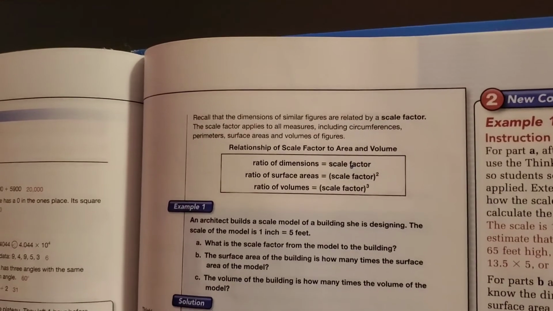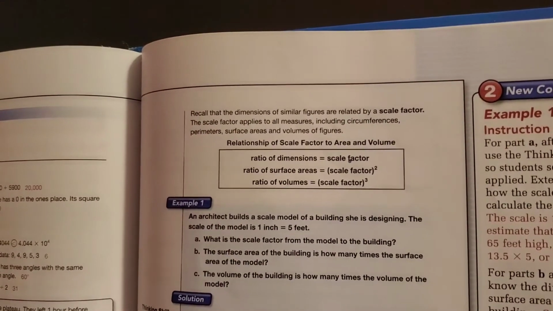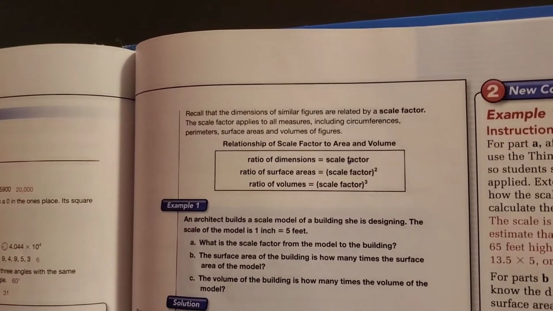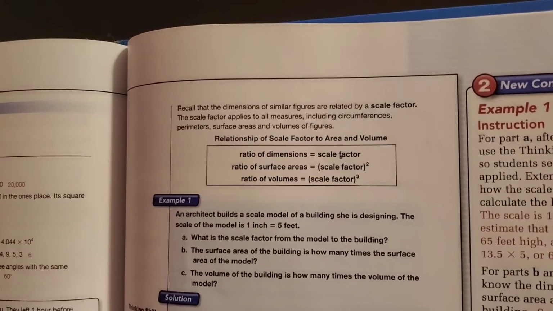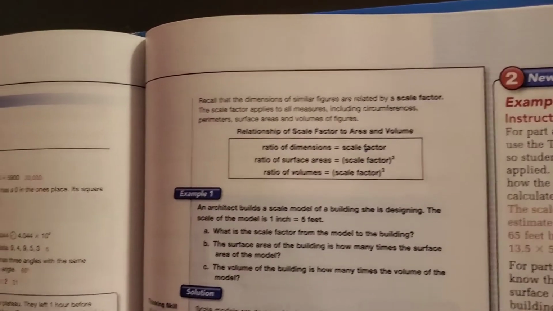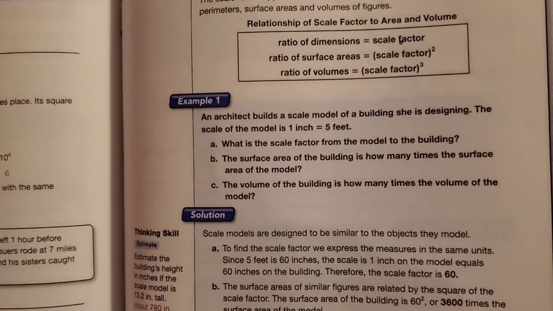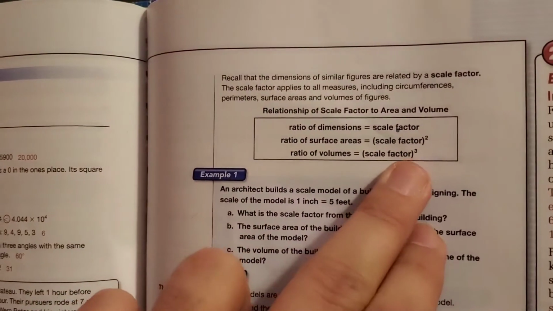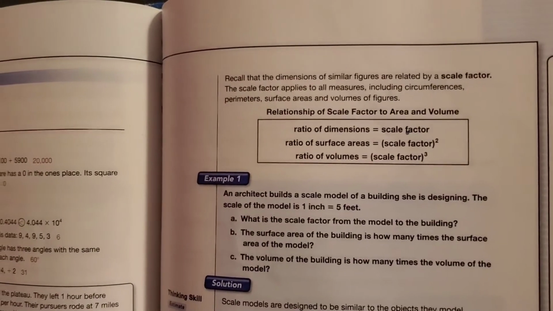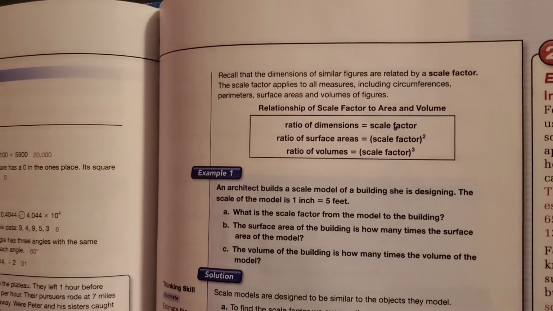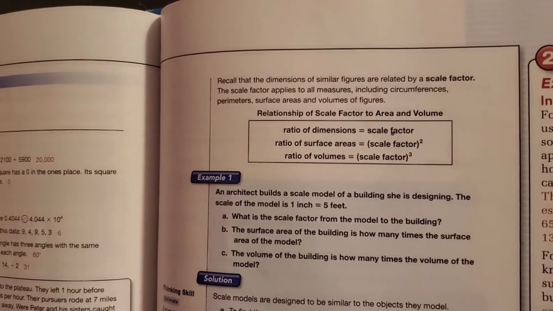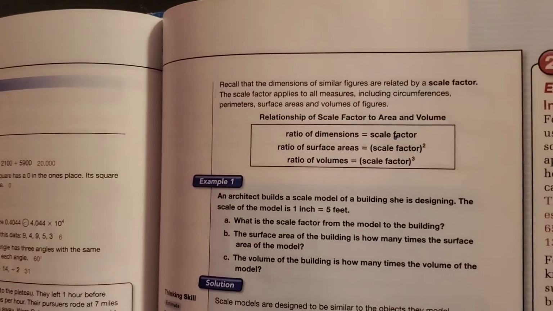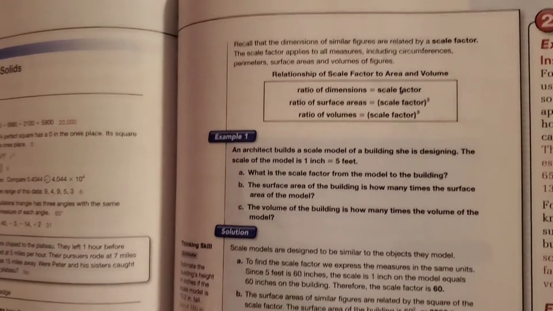The second part says the surface area of the building is how many times the surface area of the model. So we would have to do 1 to 60 squared. 1 squared is 1. 60 squared is going to be 3,600. So in here you will see it is 3,600 times more. And it says the volume of the building is how many times the volume of the model. If we understand this, because it's cubed, the scale factor being 60, 60 cubed is 6 times 6 times 6, which is 36 times 6, and 36 times 6 is 216. And then you have to add 3 zeros. It's going to be 216,000.